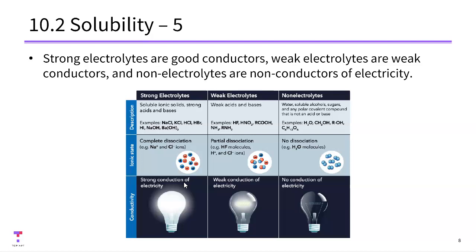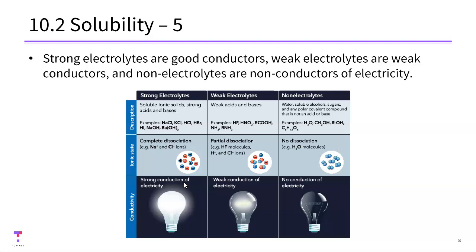So for non-electrolytes, what do we see? Well, we don't see anything. The light bulb doesn't light up because there are no ions in that solution. If I put it into a strong electrolyte, we see that the light bulb burns very intensely, very, very brightly. Why is that? Well, ionic compounds and these strong acids and bases, they have lots of ions in solution. The more ions that you have, the better you can conduct the electricity.